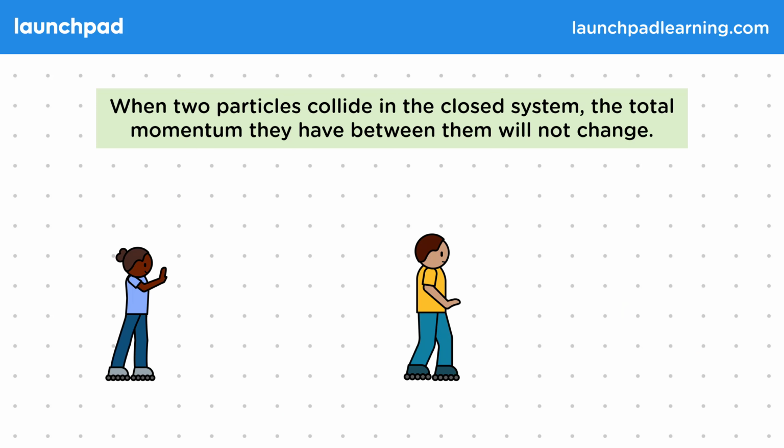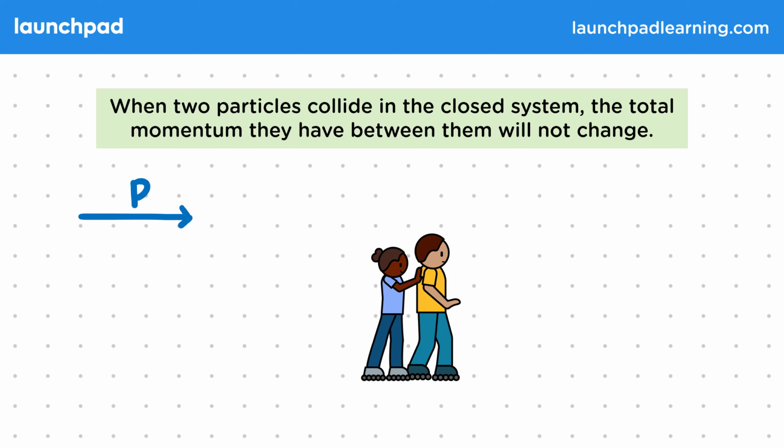Here we have two people on roller skates. Like last time, we'll have one of them stationary and the other moving with a momentum of p. This person will move towards the stationary person and collide with them. However, this time, instead of stopping after the collision, they will instead slow down. So now we have both people moving, which means they both have momentum. But does this mean the total momentum has changed?